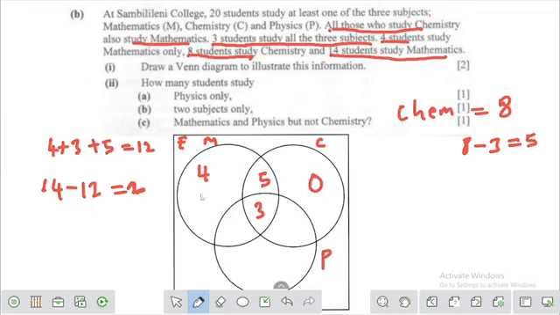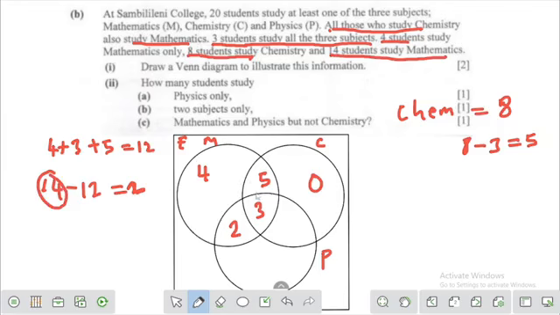Now, where are we going to place the 2? This is the set for mathematics, so definitely the 2 will be placed here. Why are we placing the 2 here? Because this is the entire set for mathematics. So when we add 4 plus 5 plus 3 plus 2, we should get 14, which is the total number of students who study mathematics. Okay? I hope this is clear.